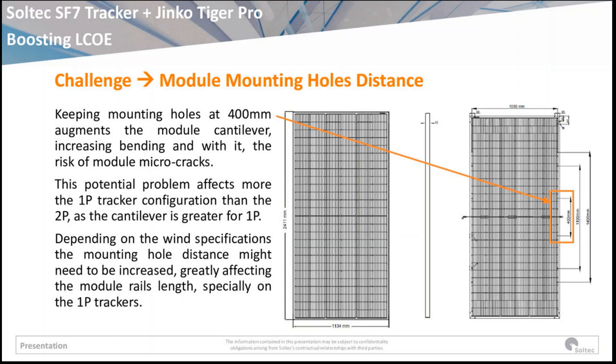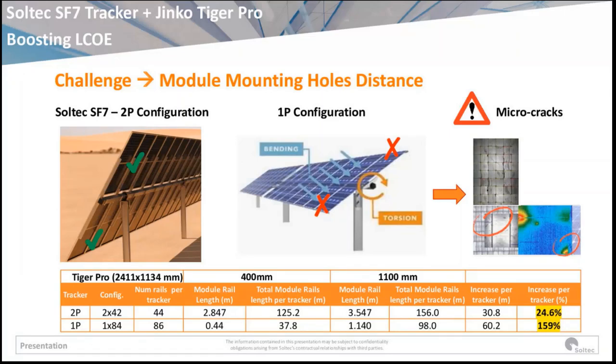So depending on the wind specification, the mounting holes may need to be moved to the next position. For example, with the biggest PV panel and a location with high wind, you may need to go from 400 to 1,100 millimeters. That increases a lot the number of rails that you have to put in your tracker. I want to give you an example of that, making a comparison between our tracker in 2P configuration, which is the one you can see in the picture on the left, with a tracker in 1P configuration, which is in the center, okay?